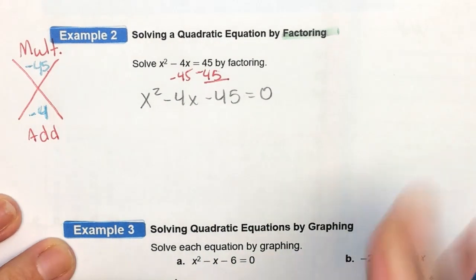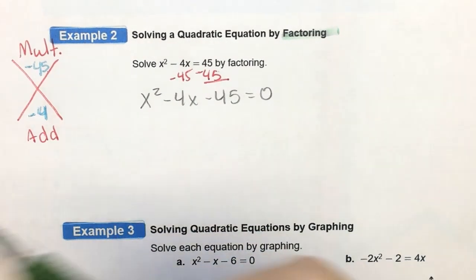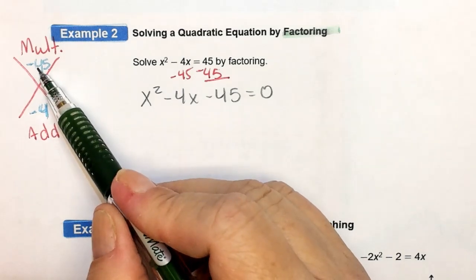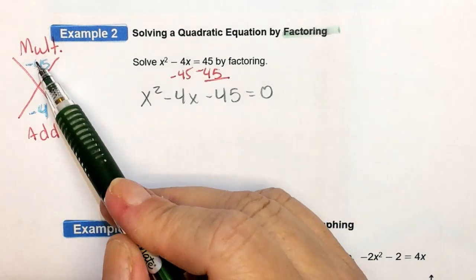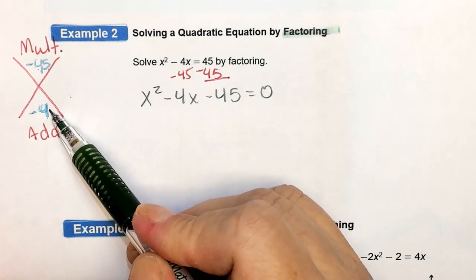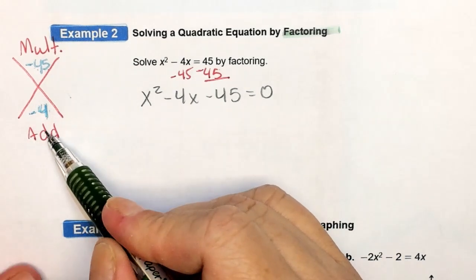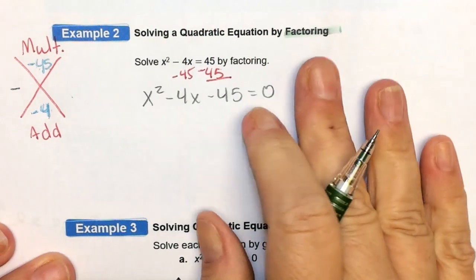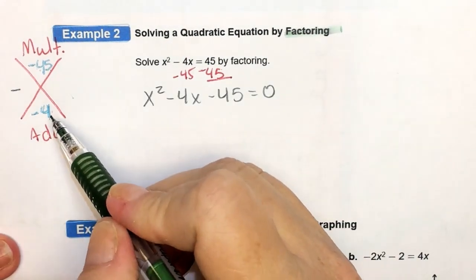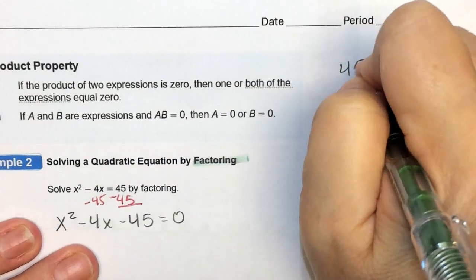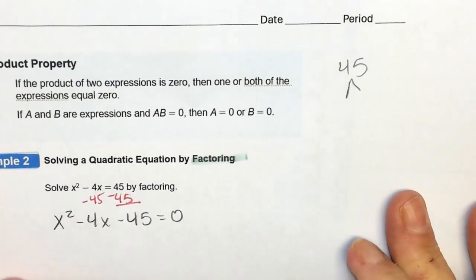So here's one clue. Because the adding is negative and the product is negative, one of these factors must be negative in order for this to happen. And because the sum is negative, that means the negative one is the bigger factor. So let's think of some numbers that we could multiply. 45, I'm going to move over to here. Think of some numbers that you could multiply together to get 45.